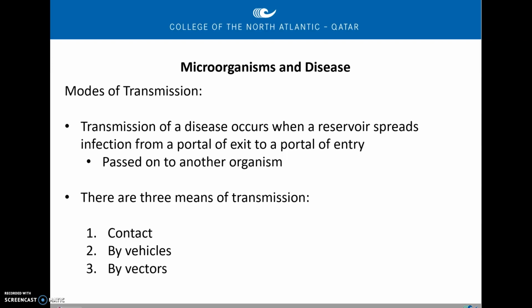So the transmission of a disease occurs when a pathogen is spread from person to person or from a reservoir to a person, and it'll have to go through a portal of entry in order to cause infection in that person. So transmission is how the pathogen is passed to another organism. We've got 3 major means of transmission: contact, by vehicles, and by vectors.